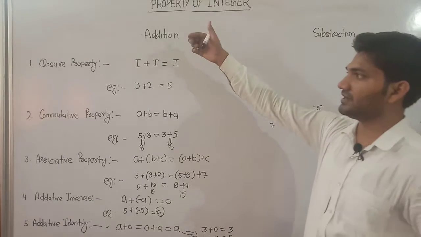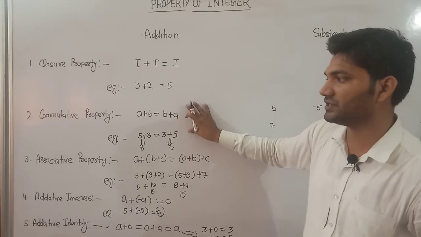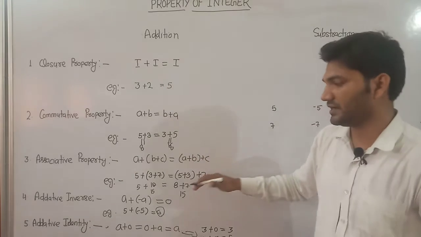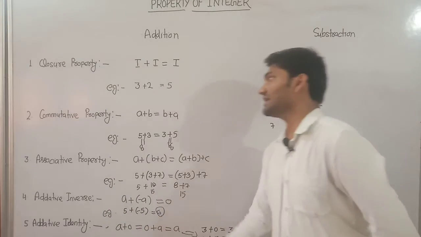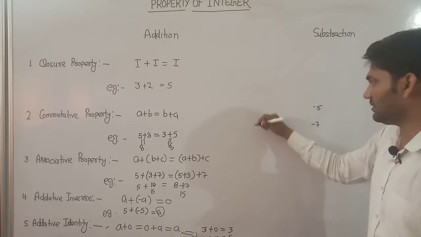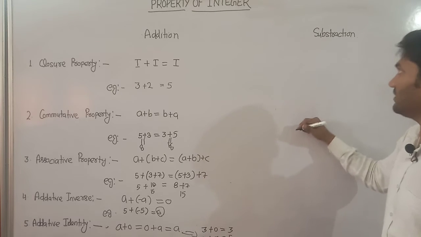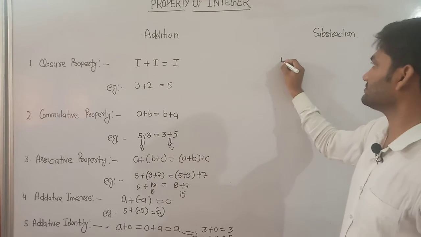It means the three properties include in this part. First is the closure property, second is the commutative, and third is the associative. And this part is the additive inverse and additive identity. Check if these properties are applicable for subtraction. How are they applicable or not for subtraction? Closure property first. Check it.